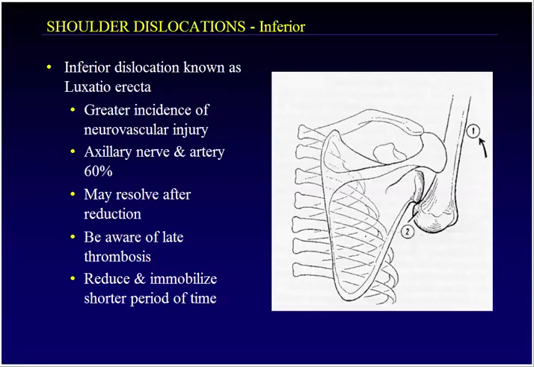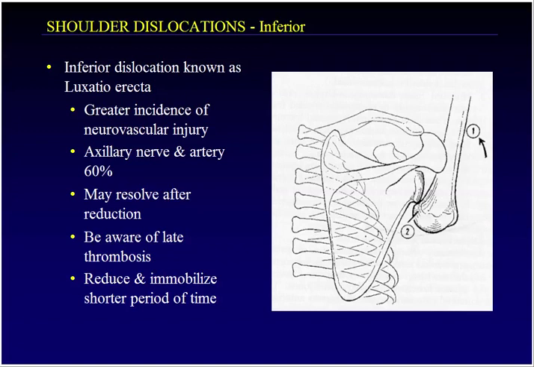Now, what about inferior dislocation? This is luxatio erecta. It's pretty rare, but it's important to recognize it because it does have a very high incidence of neurovascular injury. Both the axillary nerve and the artery can be disrupted in close to 2/3 of these patients. The axillary nerve and artery injury can resolve after reduction. However, you have to be aware of the potential for late thrombosis of the axillary artery.